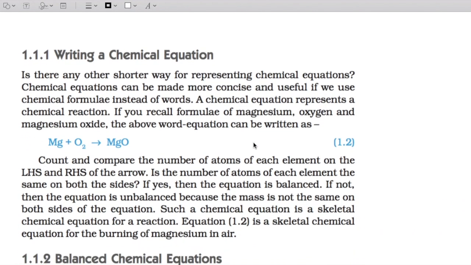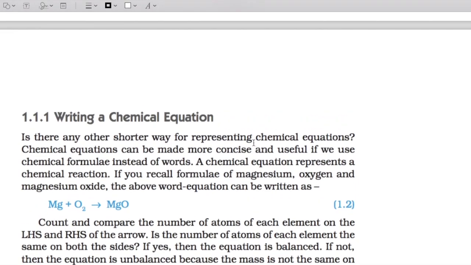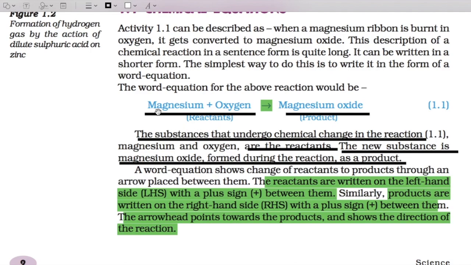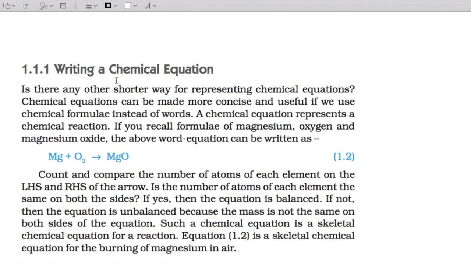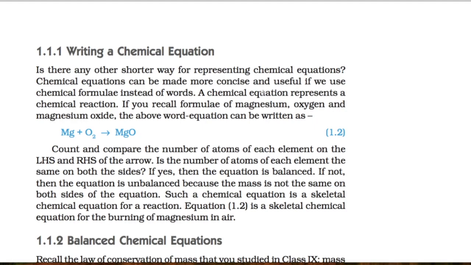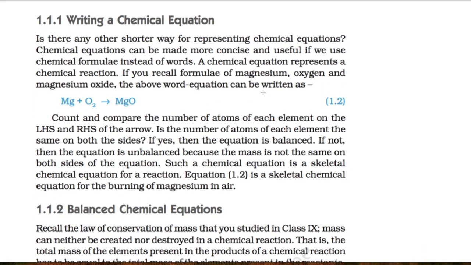Now we will learn how to write a chemical equation. This type of equation, in which we use the names of the reactants and products, is known as a word equation. We can express these word equations in symbolic form. Now we will learn how to write a chemical equation in the form of symbols. Is there any other shorter way for representing chemical equations? Chemical equations can be made more concise and useful if we use chemical formulas instead of words.